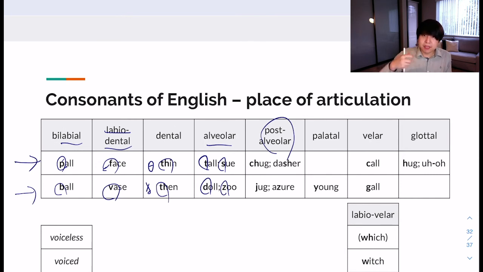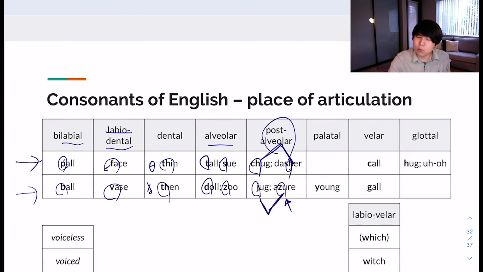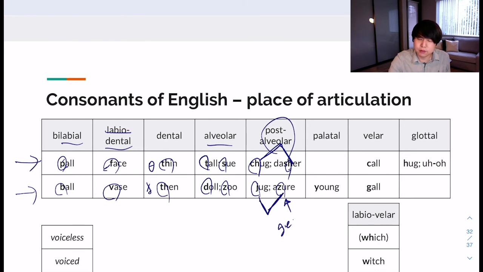Post-alveolar, which happens a little bit behind the alveolar part: ch in chug, sh in usher, j in jug, and zh in azure. So j and zh are two different sounds. Ch and sh are two different sounds. And this zh sound in azure only happens in the word-middle position. It does not happen in the onset of English words, except in one or a few words like genre. But it also varies by dialect.